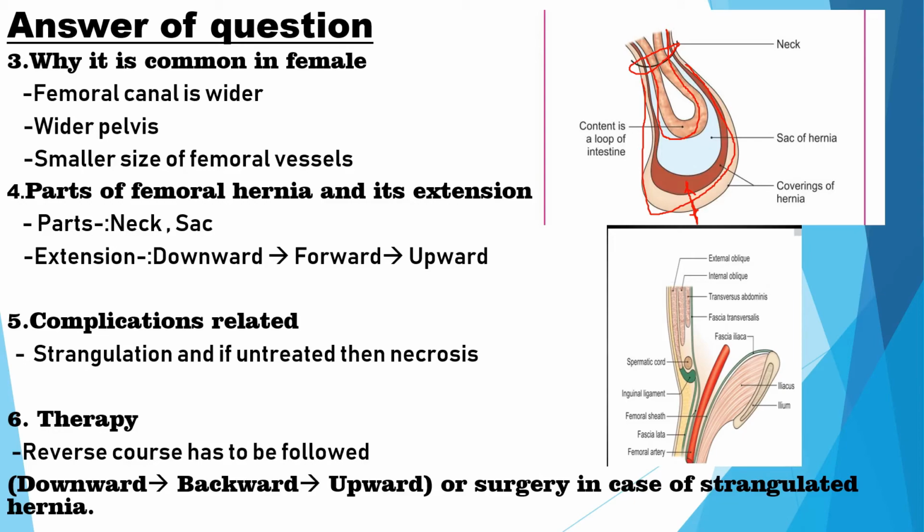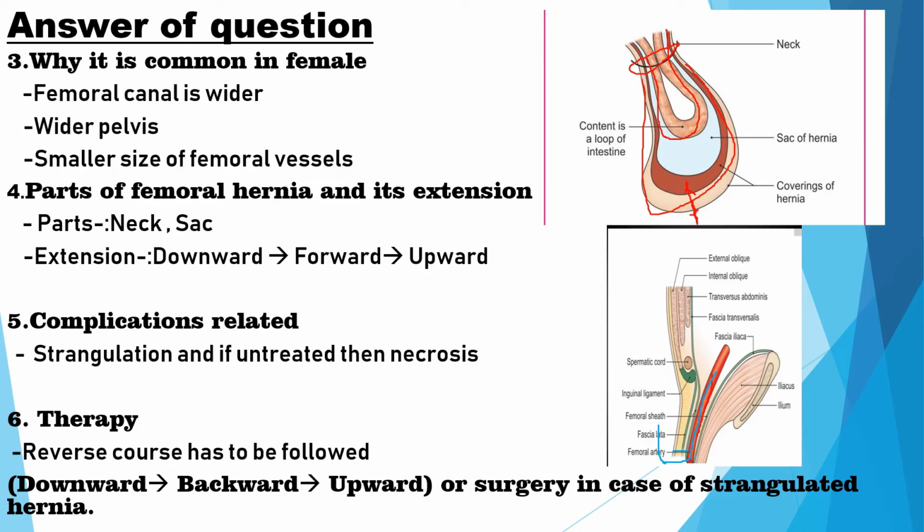Then the extension of the hernia. This hernia first comes downward. In this, I will change my marker. This hernia first comes downward in this femoral canal. Here your femoral canal ends, so it comes forward. As it comes forward, it will be physically visible on the front of the thigh. Then it comes upward on the front of the thigh.